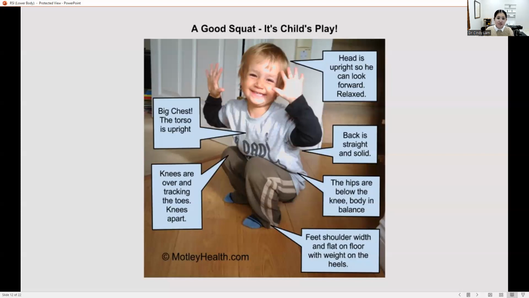So if you can do a good squat, or a child squat, or I dare say even an ethnic squat, then you're more likely to have better joint motion and be less susceptible to RSI injuries.